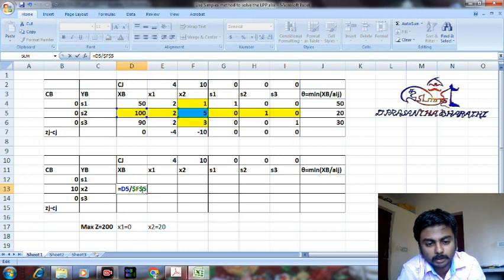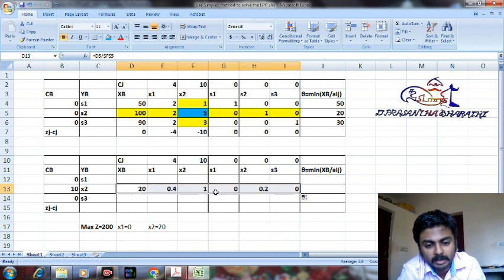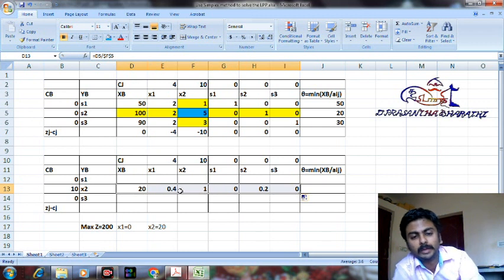Now we have 20 here, and when I drag it up to S3, we will have a new equation, and this new equation is called the pivot equation.